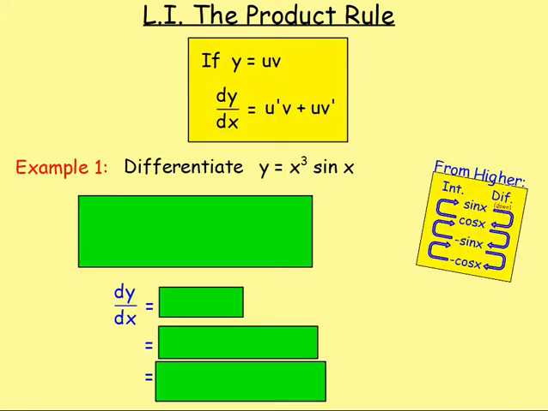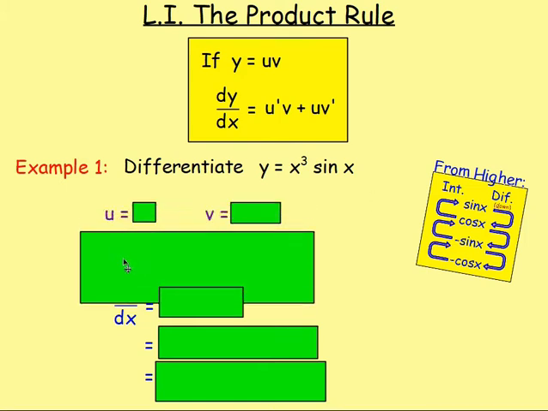Let's try some examples. So example 1, differentiate y equals x cubed sine x. Well, before we go straight into dy by dx, the first thing we need to do is think, right, well, what are the two functions that we're multiplying together? Basit, what are they? Yeah, you've got an x cubed times a sine x. So you need one of them to be u and one of them to be v. So you can write down u and v. One of them will be x cubed and the other one will be sine x.